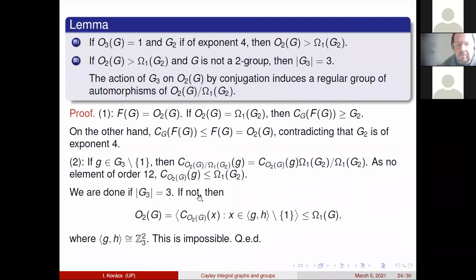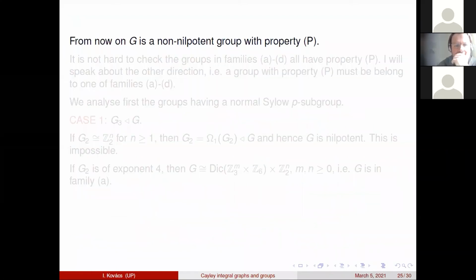So this is information which we also need from these groups, and actually we will combine it. So you can see that whenever these conditions are satisfied, you can immediately say that G3 is 3, for example. Okay, so let's start the proof of the theorem.